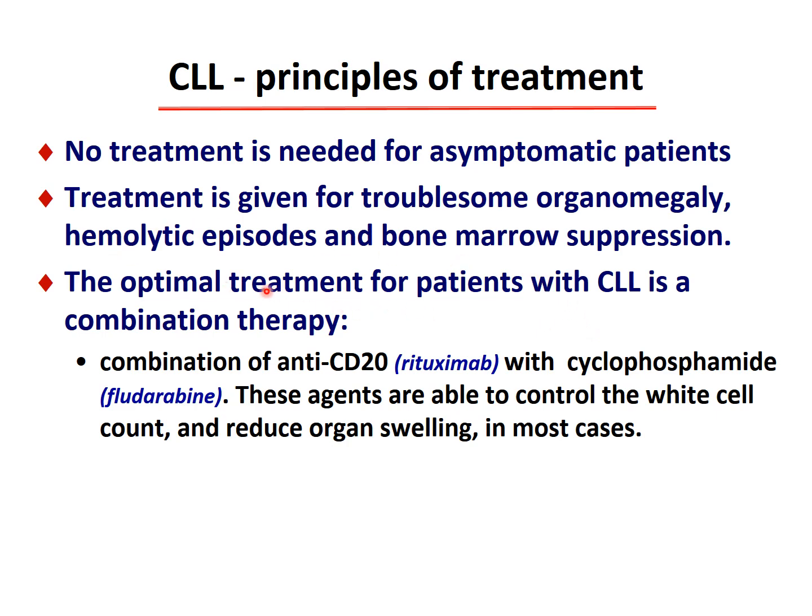Now, what treatment are they using, if they need it? They're using a combination, for example, chemotherapy with a biological treatment. They're using the anti-CD20, this is rituximab, together with cyclophosphamide and steroids. And this is how they can control the growth of the lymphocytes, and the organomegaly usually is suppressed, so they are going to reduce the swelling in most cases.